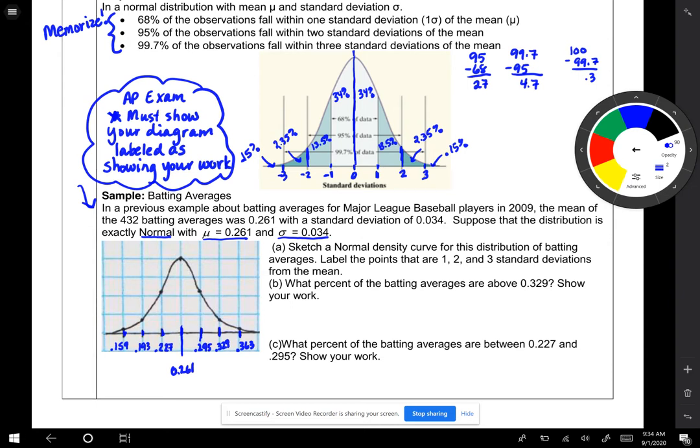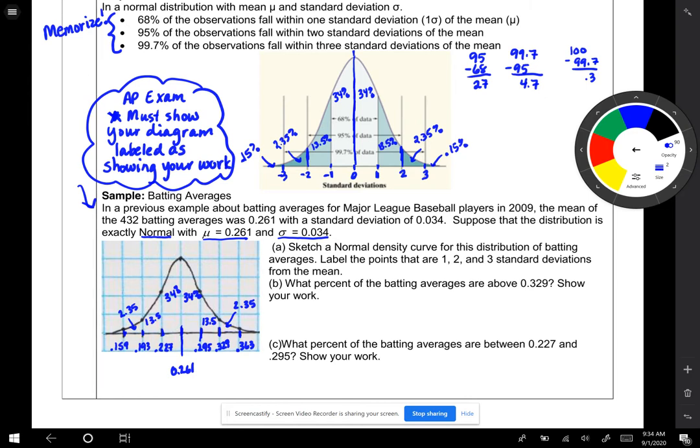I would do one more thing and go above and beyond here, and label this 34%. This is 34%. And then this would be 13.5, 13.5, 2.35, 2.35. Do you need to? Not necessarily, as long as you remember the 68, 95, 99.7 rule.